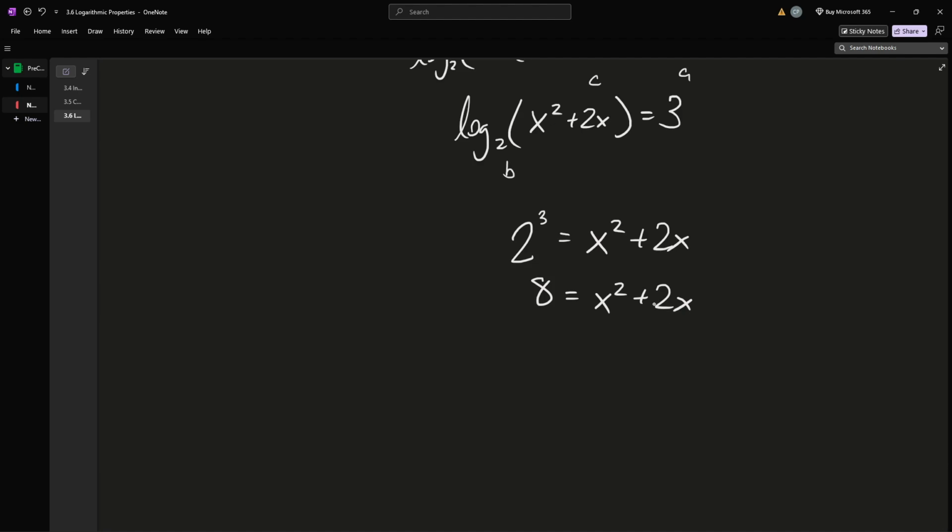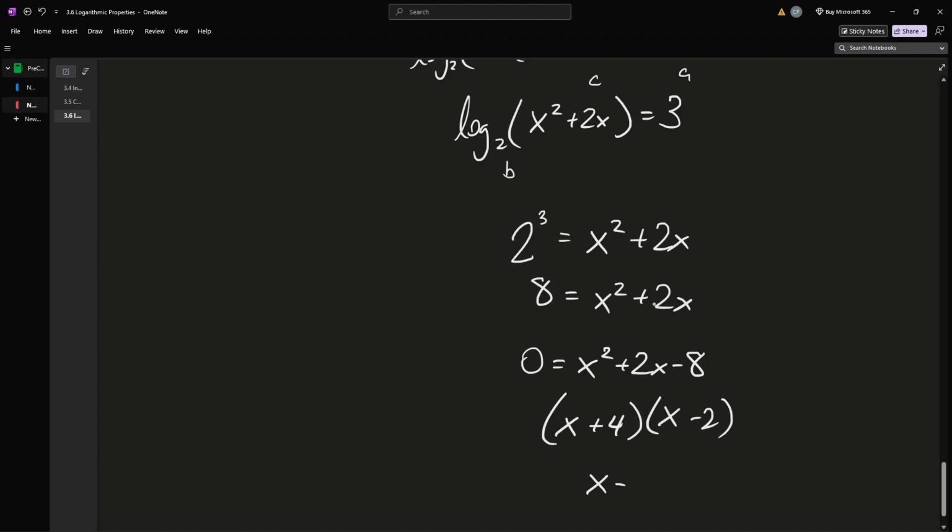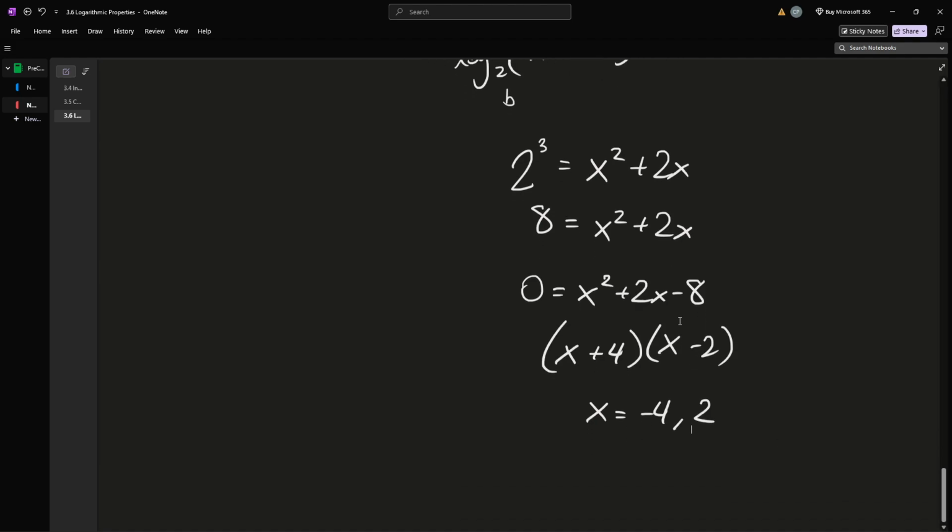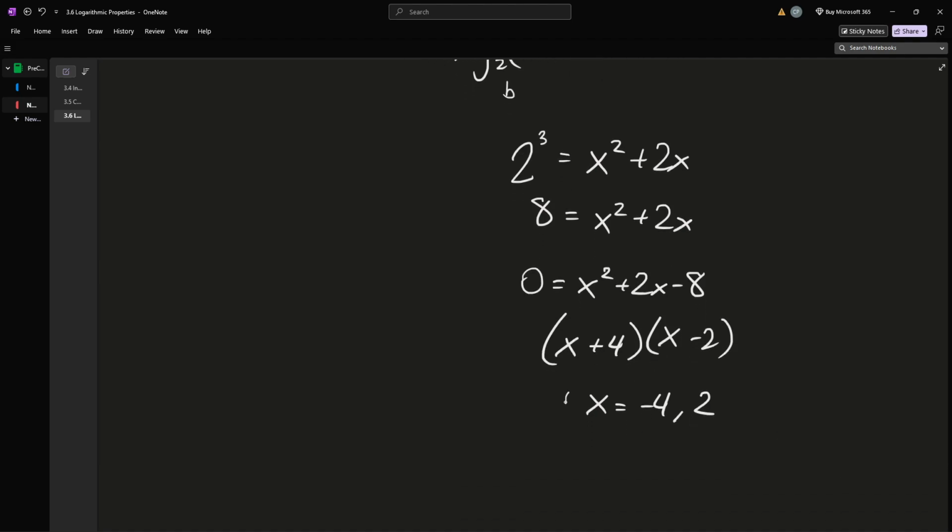If you have x squared, we must get it equal to 0. So 0 equals x squared plus 2x minus 8. And now all of a sudden, we have a quadratic we can solve for. I'm going to factor it out, get x plus 4, x minus 2. And x equals negative 4 and positive 2. So I have two values of x. And like what we did before, you must check your values.